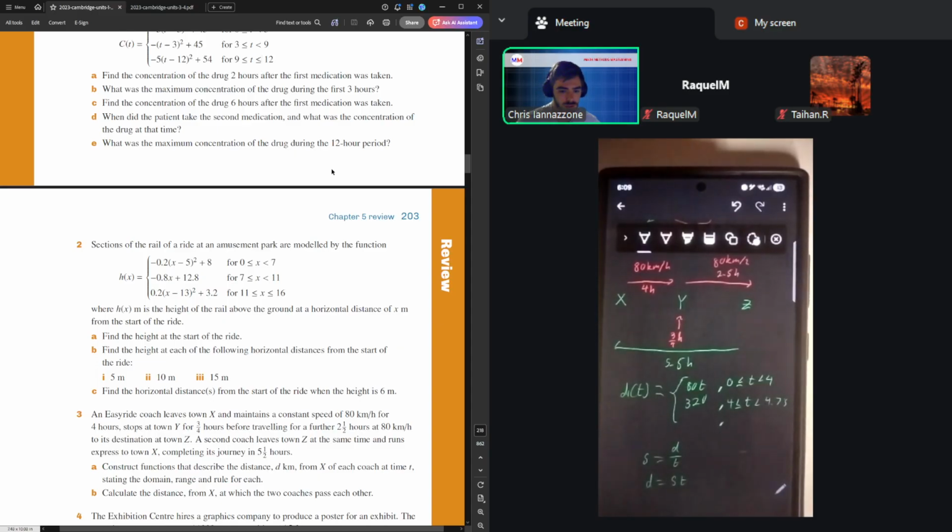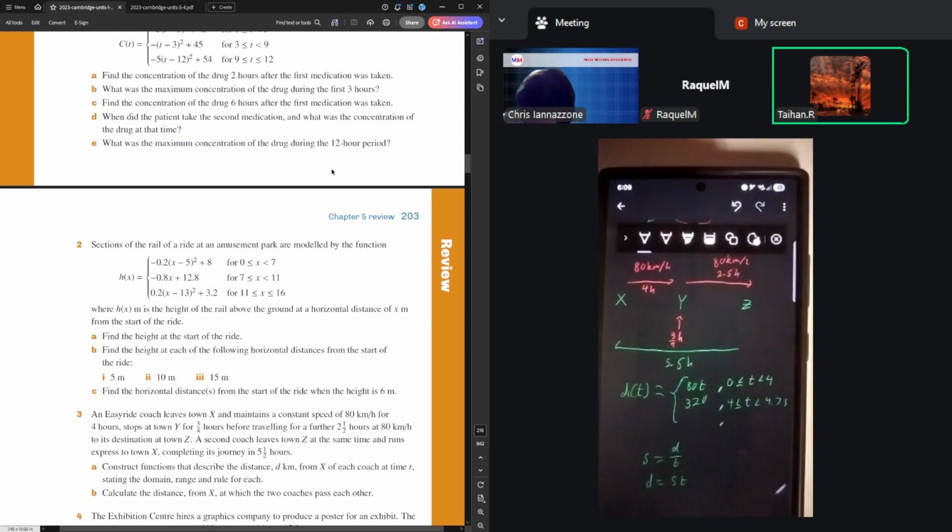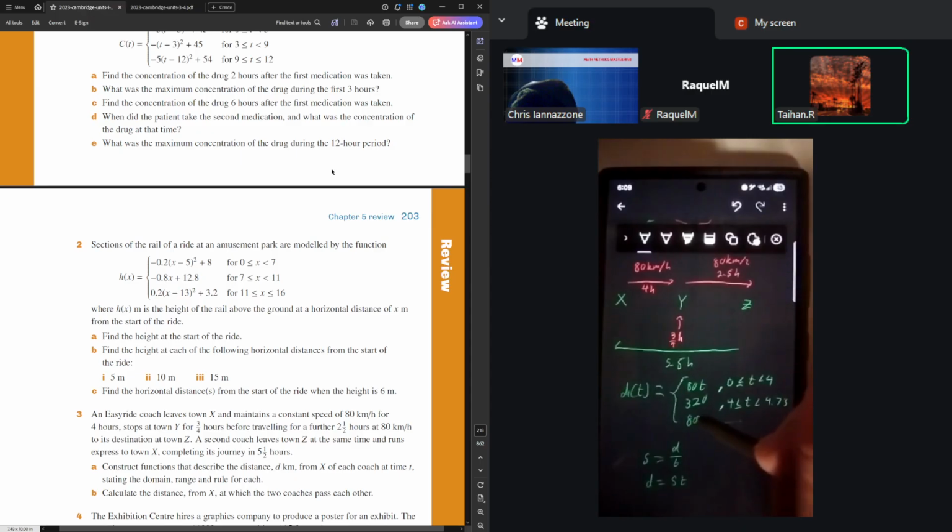This last leg of the journey, we're still traveling 80 kilometers per hour. We're doing it for a duration of 2.5 hours this time. So exact same, more or less, information as we had from the first rule, from x to y. How are we going to implement that for our last and final rule? It'll be kind of the same, so it'll be 80t, and then just the adjusted domain.